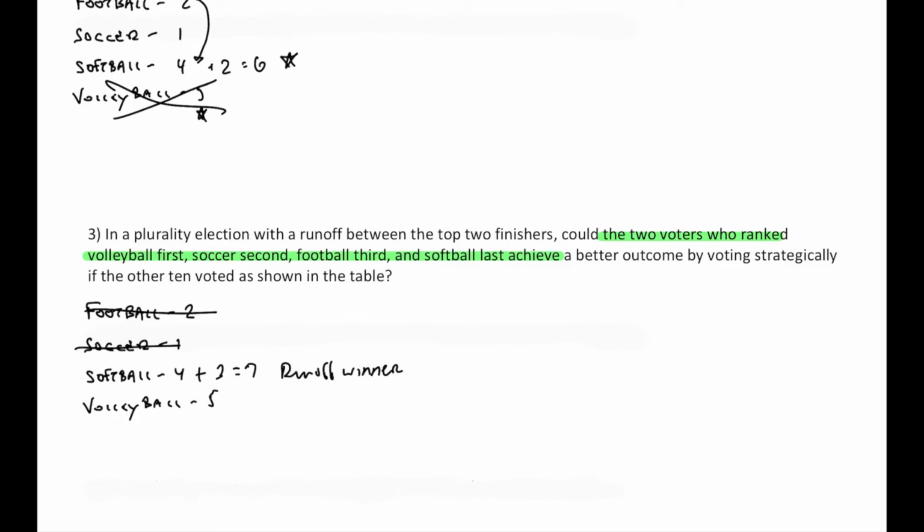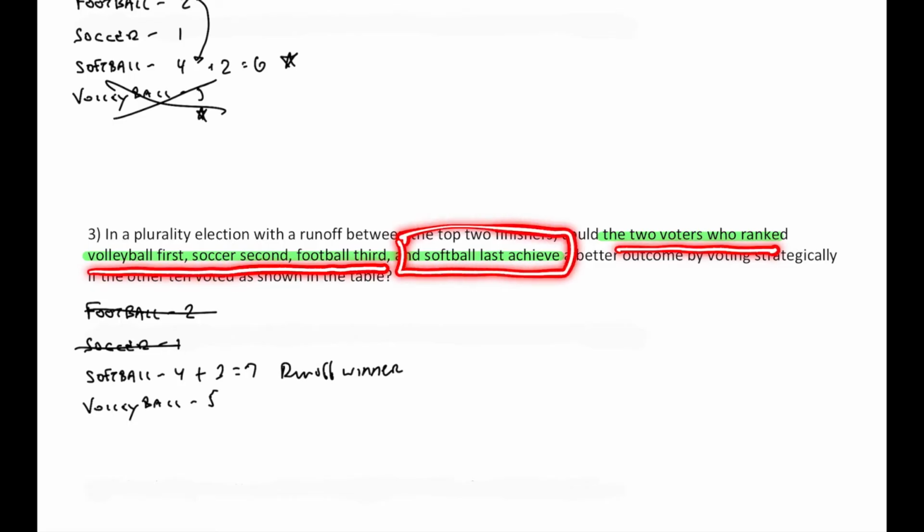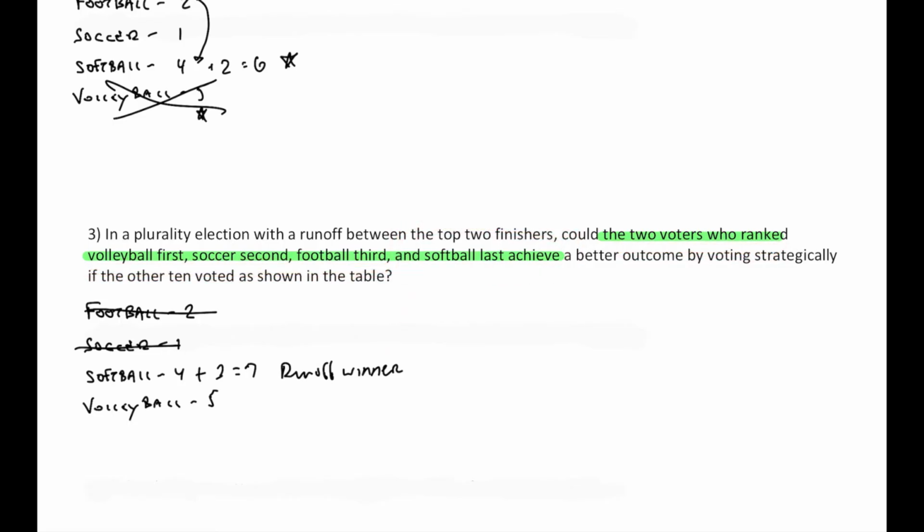Let's take a look at this. In a plurality election with a runoff between the top two finishers, could the two voters who ranked volleyball first, soccer second, football third, and softball last, who are super unhappy with the outcome, attain a better result by voting strategically if everybody else voted as shown?